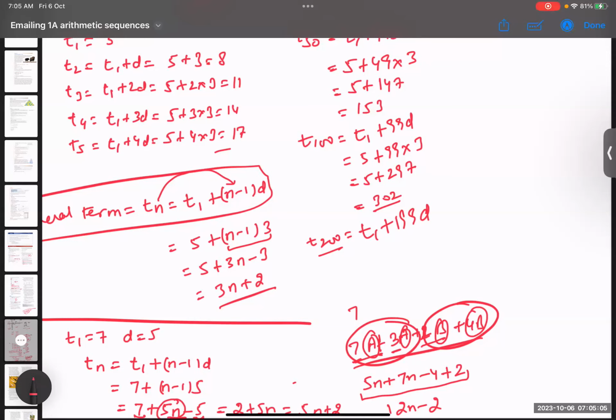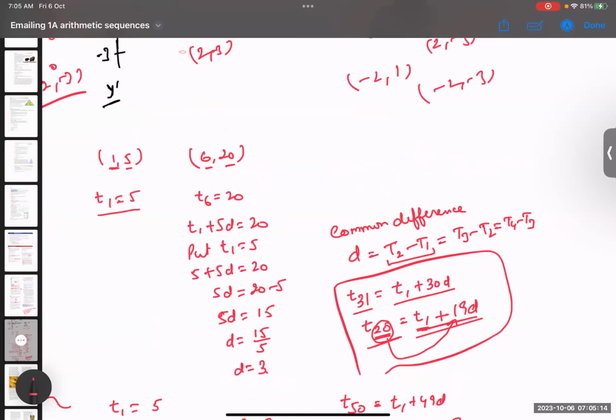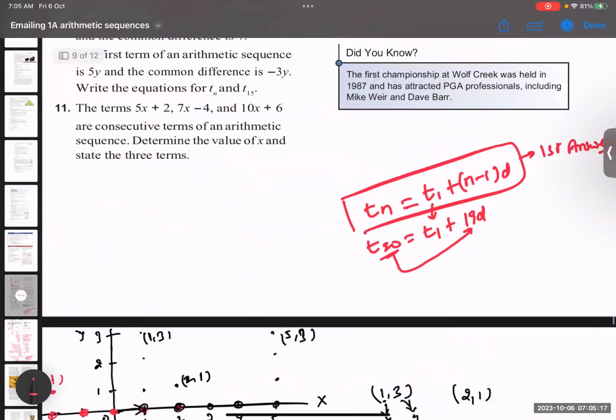Okay, so let's write down the formula then. The first formula is the general term. Write this one: Tn equals T1 plus n minus 1 D. And the second one is for any term. Any term we want. Suppose I want the 10th term, so you have to write down A plus 9D.